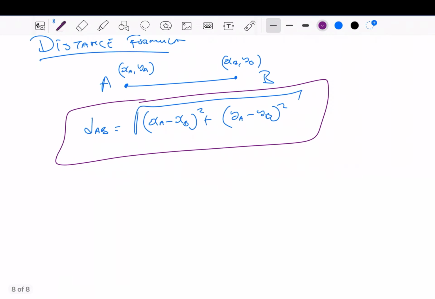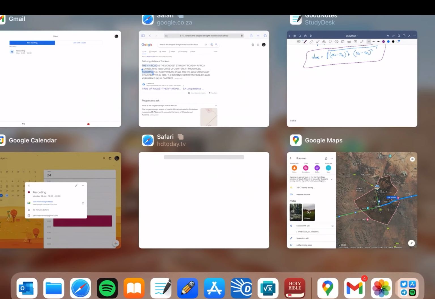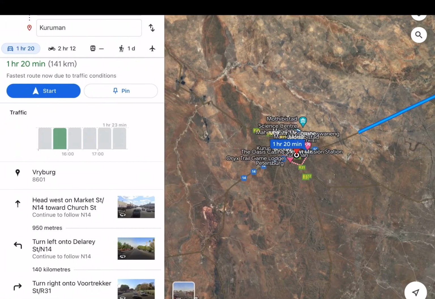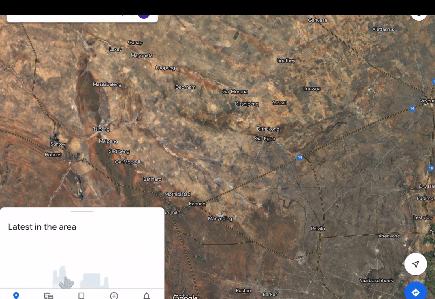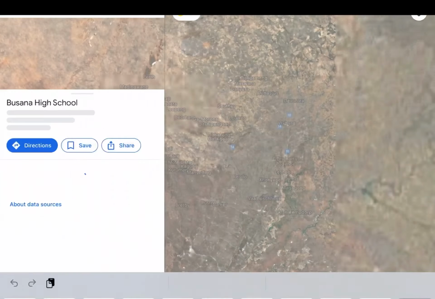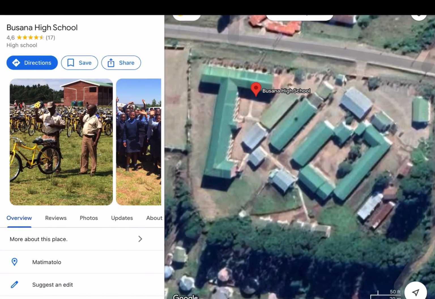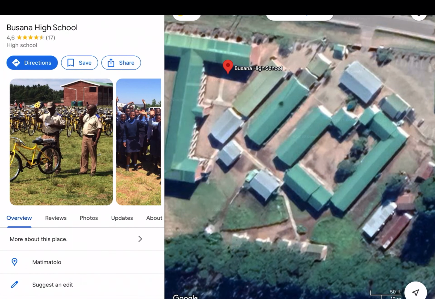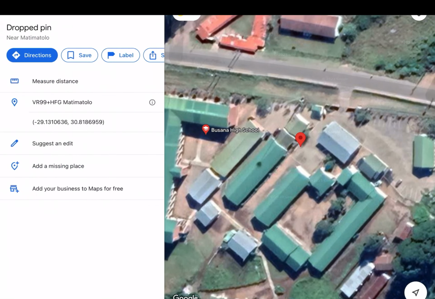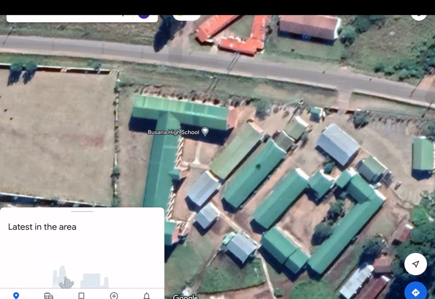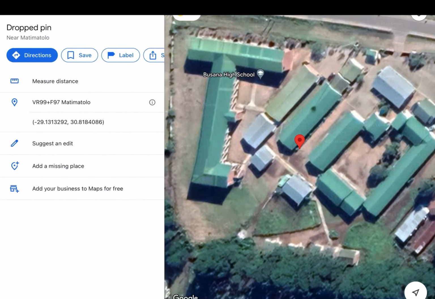Now let me give you an example. Let's say you and your friends want to know. So let's go to a high school. Let's go to my high school, Busana High School, right? And this is my high school. And you want to know, let's say your friend is here, over here, and you are here, right? This is a long distance.